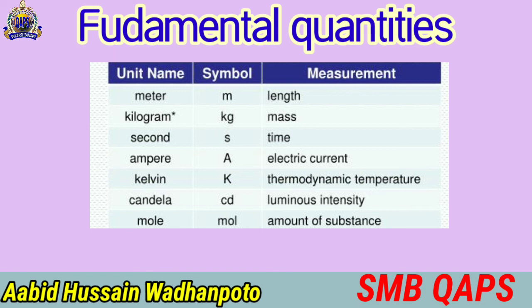These are used for the measurement of different quantities, and from these quantities other derived quantities are also obtained and used, not only in the subject of physics but in laboratories all over the world. These are used nowadays to calculate different measurements. So I hope you understand well.